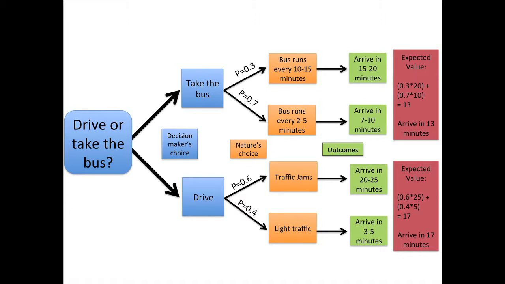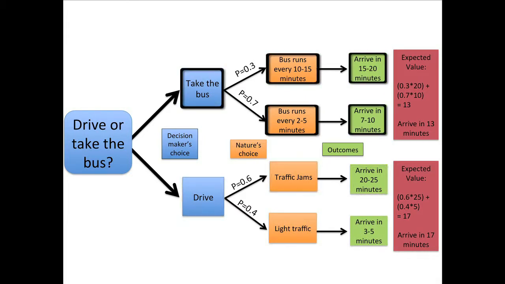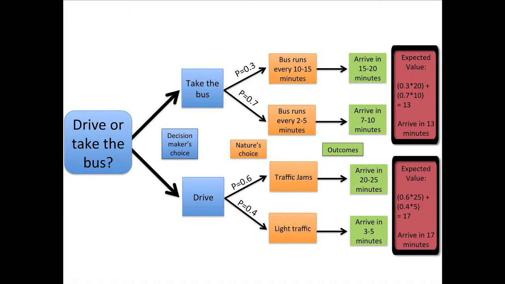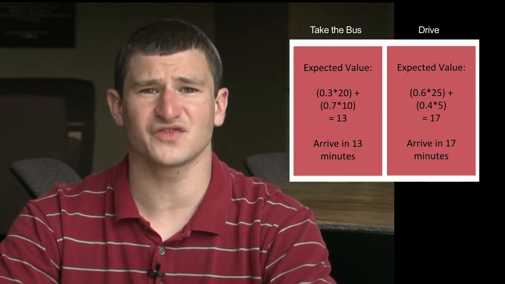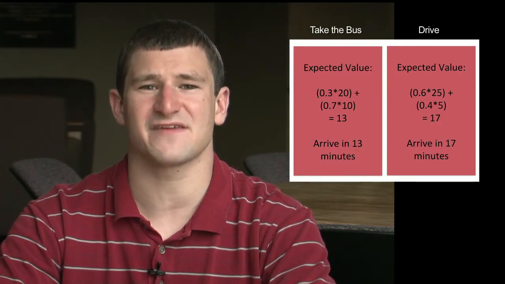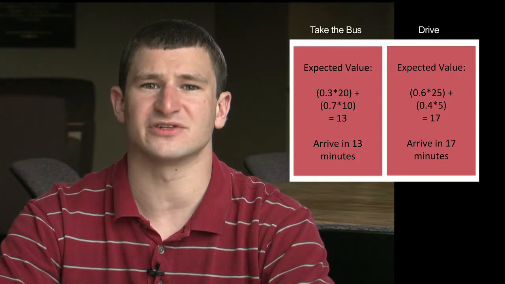our trip could turn out before we even leave. We can see that one possibility is driving in traffic jams, in which case it takes 20 to 25 minutes to get to work. Or we could take the bus, and depending on how frequently it's running, arrive in between 7 to 20 minutes. Now the last step is to use the tree to calculate something called the expected value. The expected value, or average value, is just what you expect to have happen as a consequence of your decision.